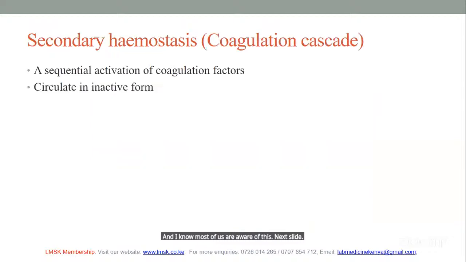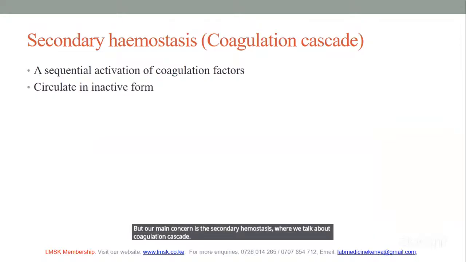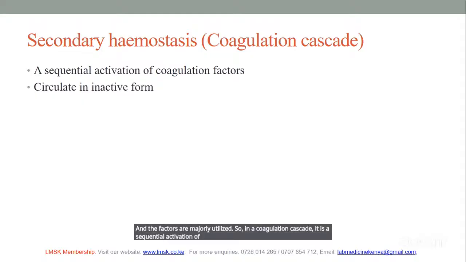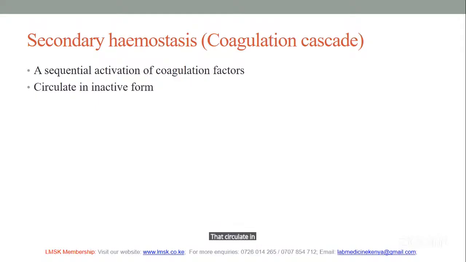But our main concern is secondary hemostasis, where we talk about the coagulation cascade, when we leave the platelet plug aside. Why? Because this is where the factors are majorly utilized. The coagulation cascade is a sequential activation of coagulation factors that circulate in their inactive forms. Next slide.